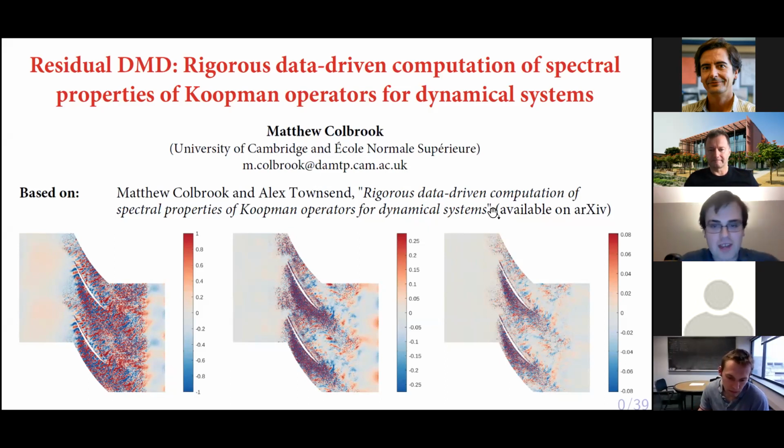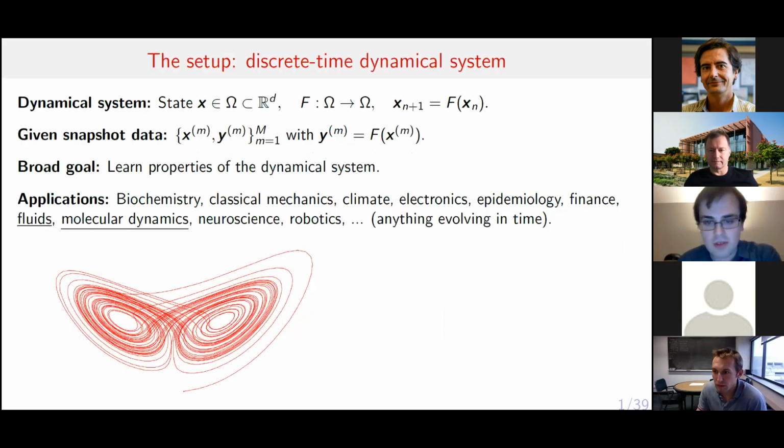Just to whet your appetite before we get into the talk proper, these pictures show Koopman modes of a turbulent flow in dimension 300,000, computed with robustness and error control. So you can get error bounds on these computations.